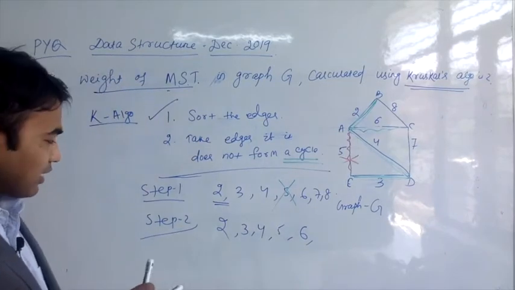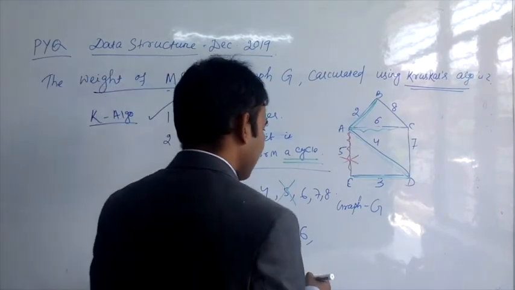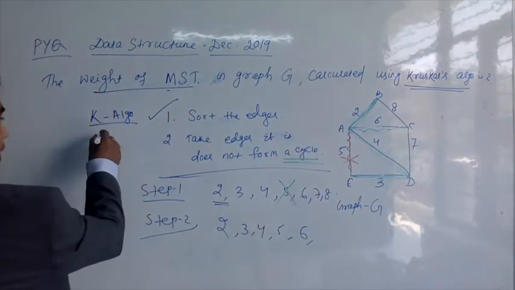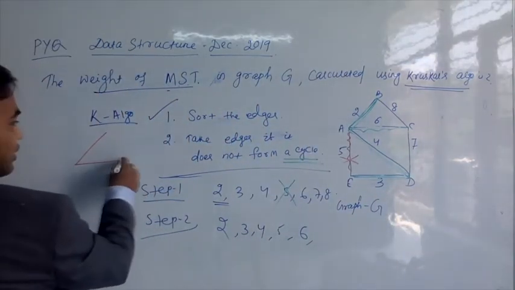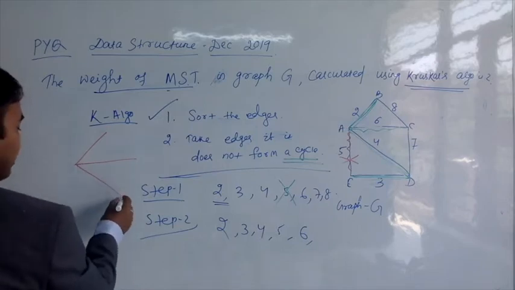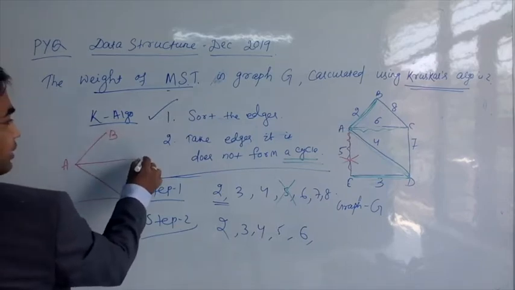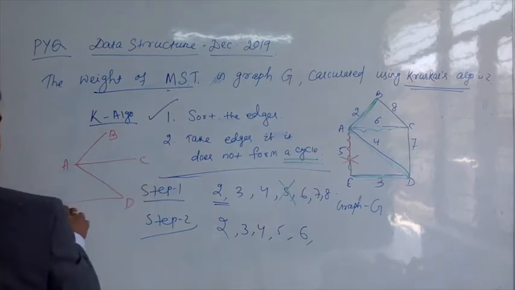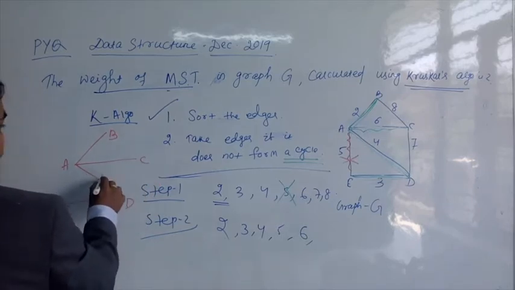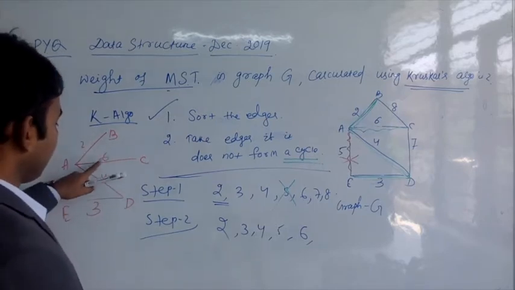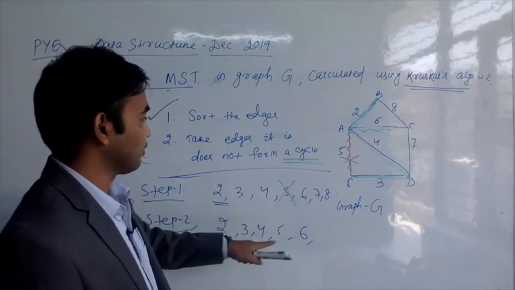Okay, so this is the final answer you got. I think you got it. So this is A, B, C, D, E, and the cost is 3, 4, 6, 2. Okay, 2, 3, 4, 6. 2, 3, 4, and 4 is 5.